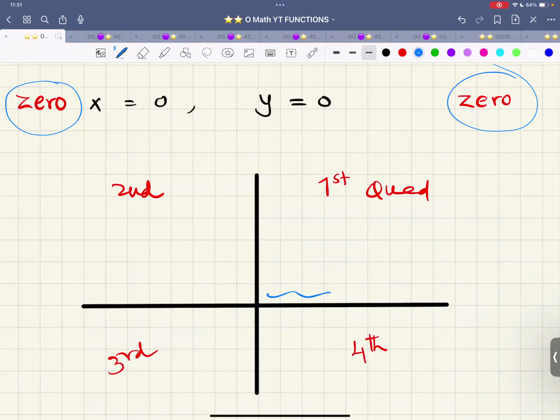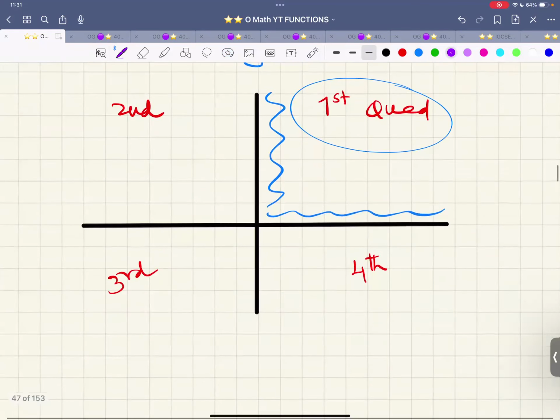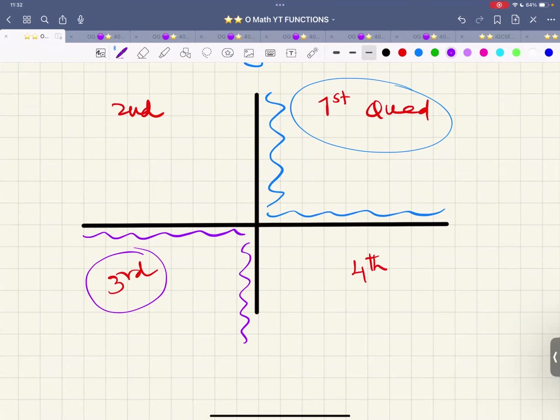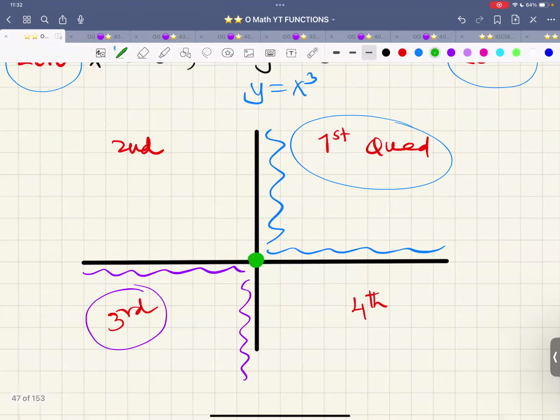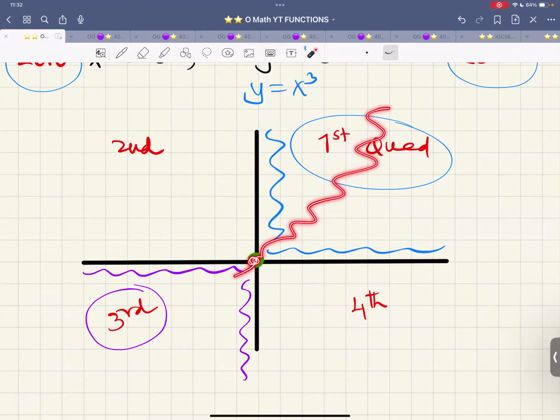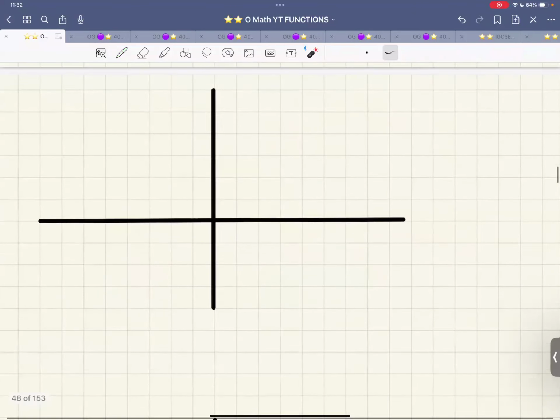That means when x is positive, y is positive. So the graph of y is equals to x cube should be over here. Similarly, when x is negative, y is negative, it should be also over here. Plus, don't forget that there is a turning point at the origin. So now the graph would be somewhere over here, coming up like this, passing through this, and then going down. Now, that is just showing you the idea. Basically, it's like this. So let me draw the graph of f(x) is equals to x cube.